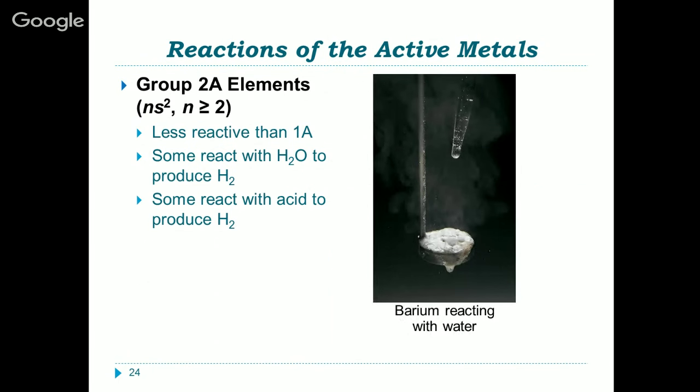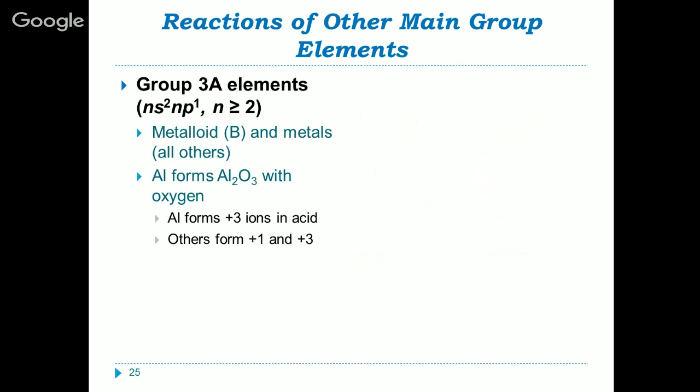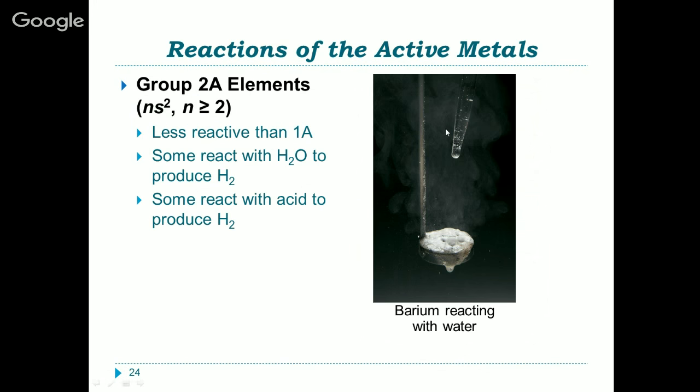Group 2. So group 2 elements will react with water, but not as vigorously. Sometimes they won't react with water. Some need really hot water. Some need really cold water. Some have to have an acid in order to produce hydrogen gas. But it's the same principle in terms of these metals will react and then they will form a base. So barium hydroxide.